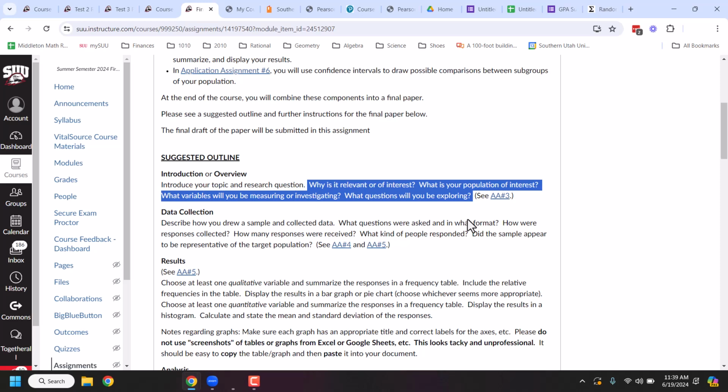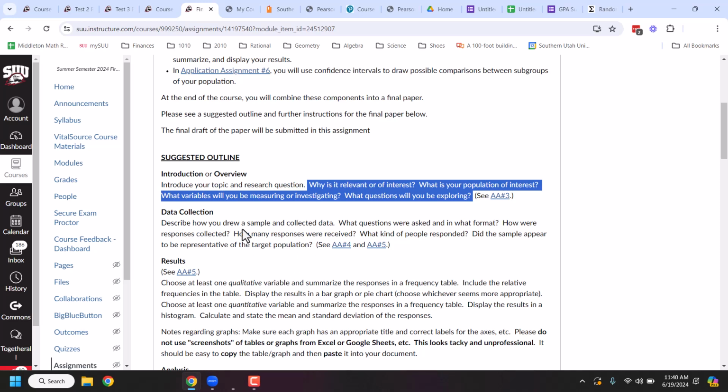And that is one of the things you'll be graded on, whether or not your paper is at an acceptable level for college level writing. So you shouldn't just be going through and answering each question in disjoint sentences. It should be a cohesive, understandable paragraph. So the first bit of your paper will be the introduction or overview.